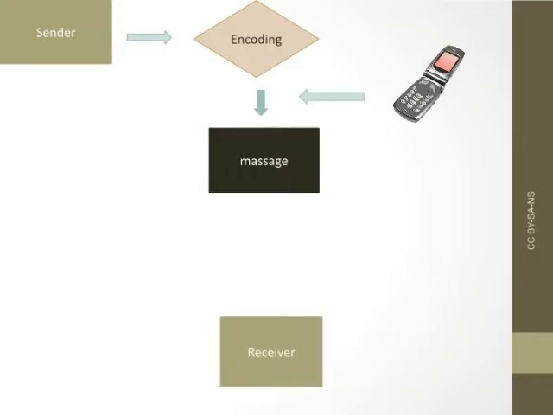The next element in the communication process is the receiver. Here, receiver is a targeted audience. He can be a single person, a group of persons, or it can also be a mass audience. So, this receiver gets the message and he or they try to put it in their own interpretation.